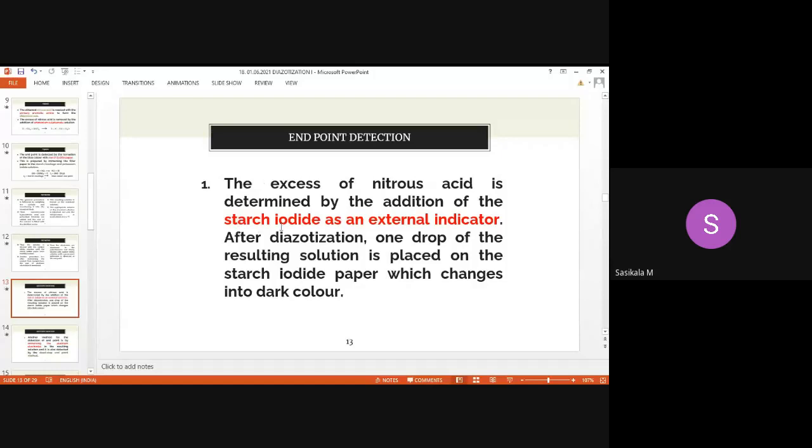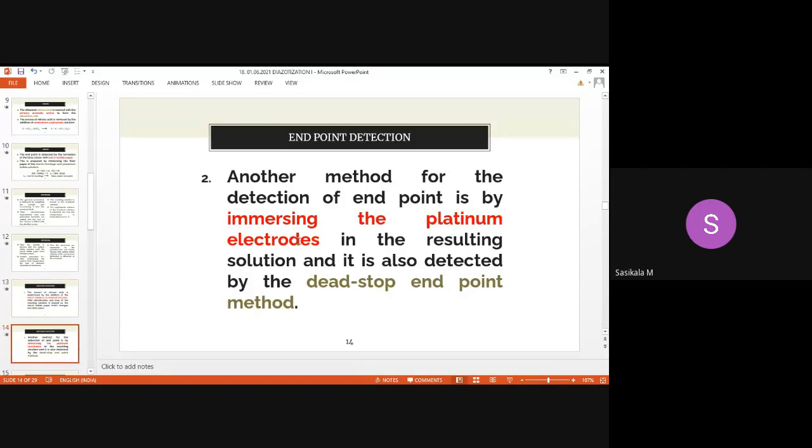The first one is using starch iodide as an external indicator. That is what we have discussed till now regarding endpoint detection as an external indicator. In other titrations, we have not used any external indicator. We have used indicators inside as internal indicators only, like phenolphthalein, which we add in the conical flask in acid-base titration, and in non-aqueous titration, crystal violet is added along with the analyte.